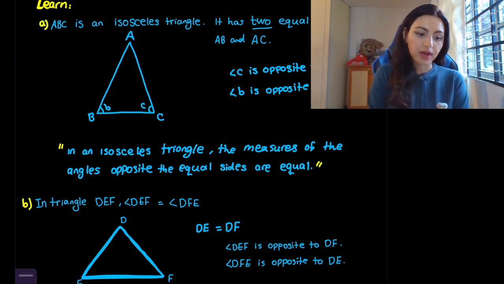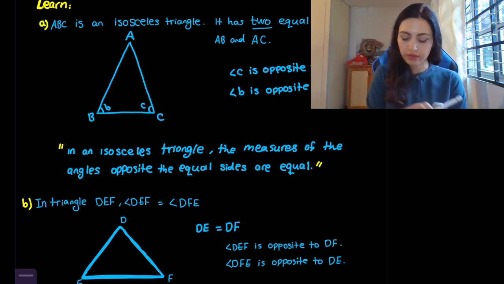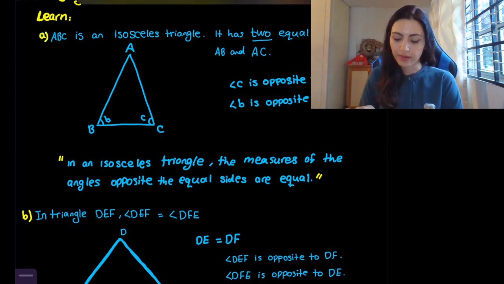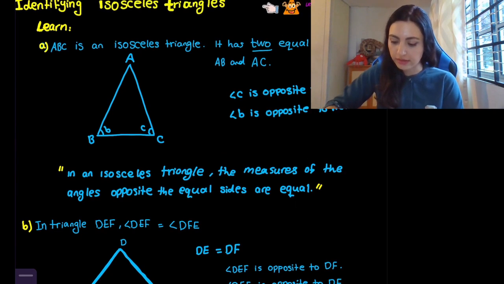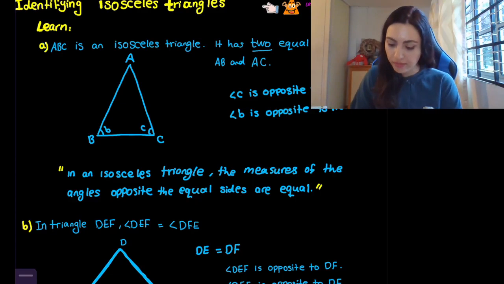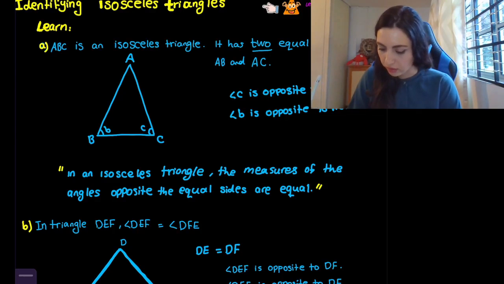In this video, I'm going to talk about isosceles and equilateral triangles. The first thing I'm going to talk about is identifying isosceles triangles. You can see on page 105, it talks about ABC is an isosceles triangle.